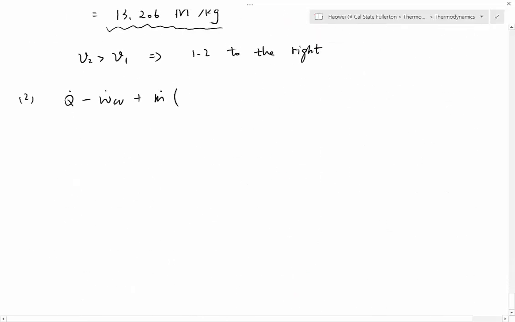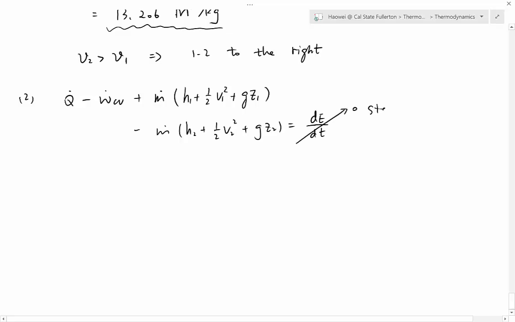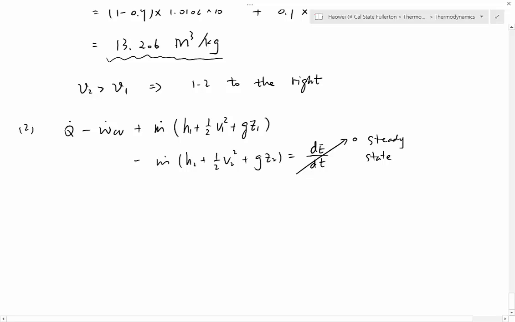Okay, plus h1 plus 1 over 2 v1 squared plus gz1 because number 1 is inlet minus m dot exit h2 plus 1 over 2 v2 squared plus gz2. There's no need to use sigma again because there's only one outlet. Right hand side dE over dt. Same as before, this term goes to 0 because it is at steady state. And then, what else can we do?